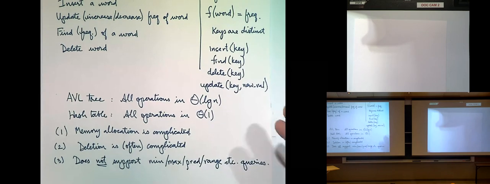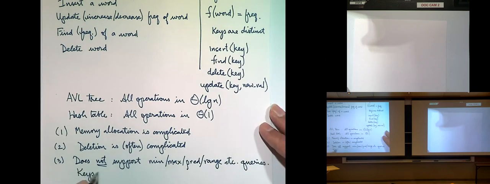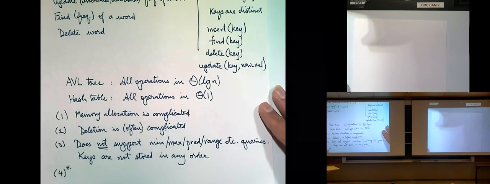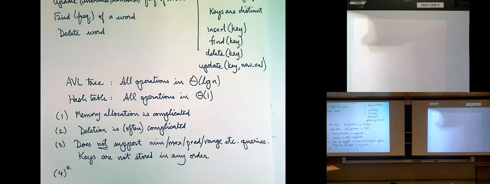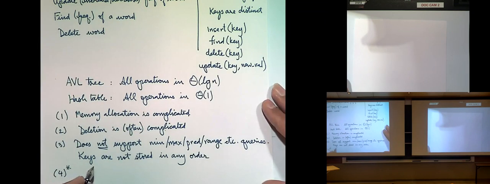So essentially, keys are not stored in any order. And the fourth, I'm just going to put a star here. This isn't really a main problem, but this is really an issue more from the perspective of the analysis, that hash tables are randomized data structures.